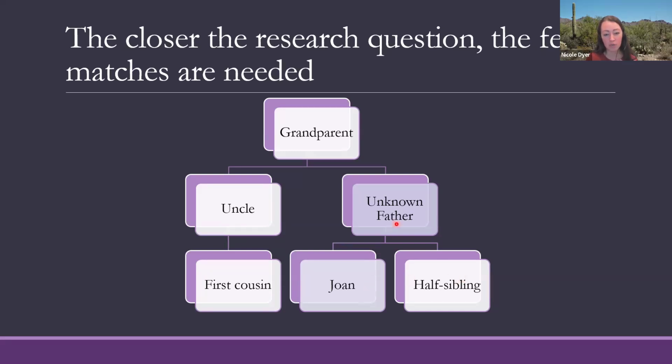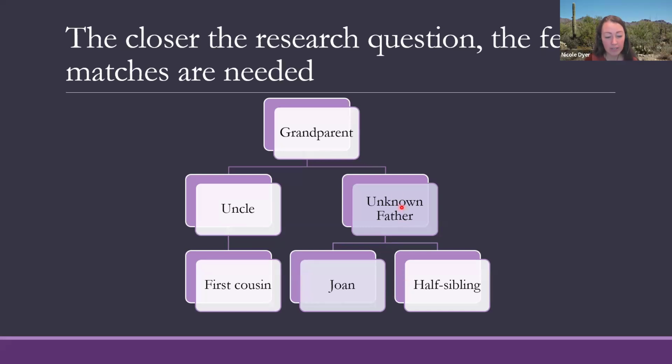But if you're looking for Joan's unknown father and you don't have any half sibling matches and you have a first cousin match, then you might not be able to solve it with just that first cousin match. You might need some more additional cousins to help you rule out other possible uncles and things that help you determine that it's not these guys, but it is this one. So, depending on how close your research question is, you could just solve it with maybe one match or even just a parent-child match. That's happened before, where you take a DNA test and you find your unknown father because he's your match.